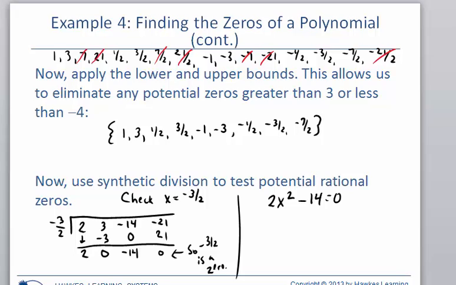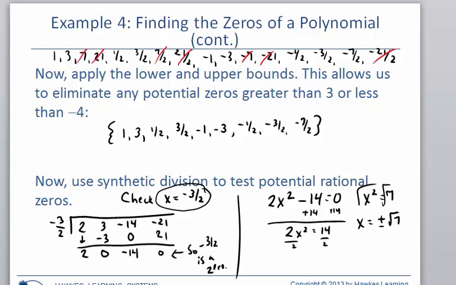So I can add 14 to both sides, which gives me 2x squared is equal to 14. Divide both sides by 2. That gives me x squared is equal to 7. Take the square root of both sides. I get x is equal to positive or negative square root of 7. All right, so where are our zeros? We have x is equal to -3 halves, and we have positive square root of 7 and negative square root of 7.